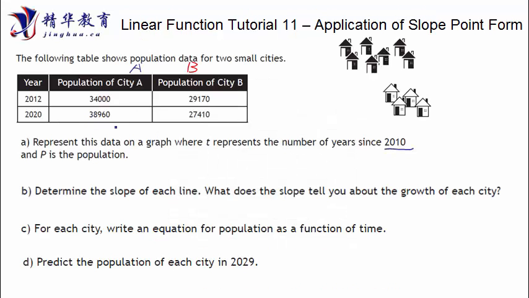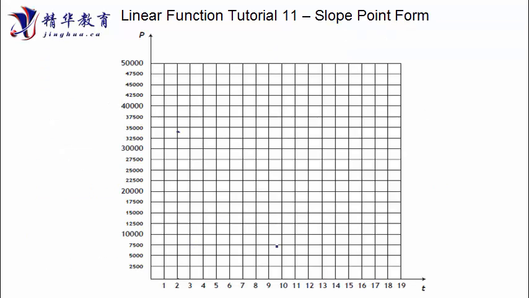Okay, and then the other point. 8 years later is 10 years after 2010. It's 38,960, which is a little bit less than 40,000 and a little bit more than 37,500, somewhere in here at the 10th year. This point. Once we got these 2 points, we can just connect them, and that's it. Now we have a line here. Good, that's for city A.